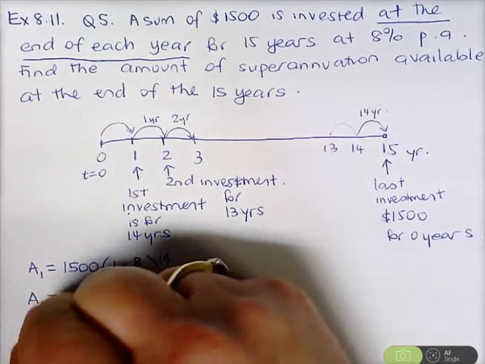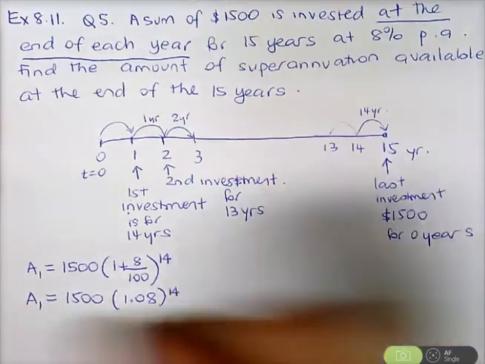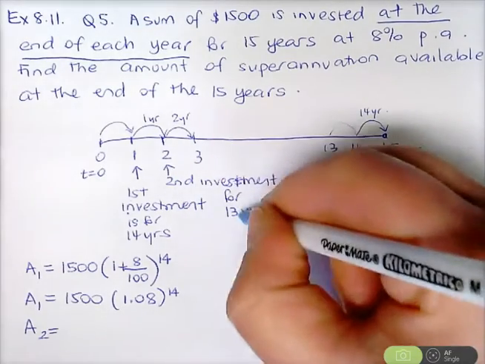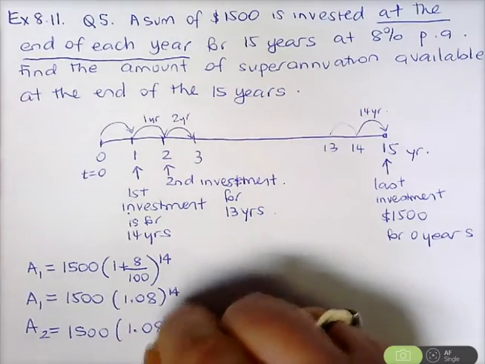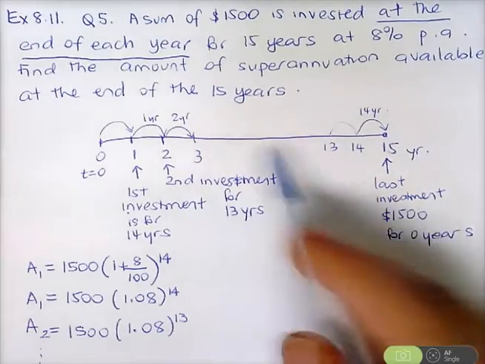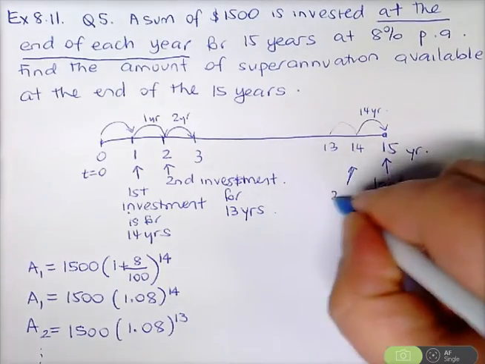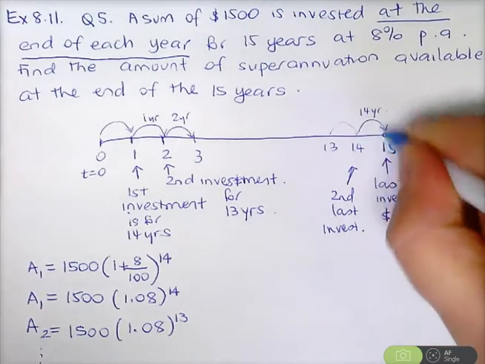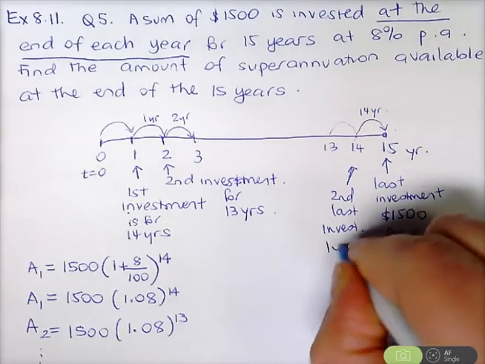So therefore A1 is 1,500 × 1.08^14. Now the second investment, as we said, is in there for 13 years. So it's 1,500 × 1.08^13. And we continue. I can do the second last investment. And that second last investment, if it's made at the end of the 14th year, only stays in for 1 year.